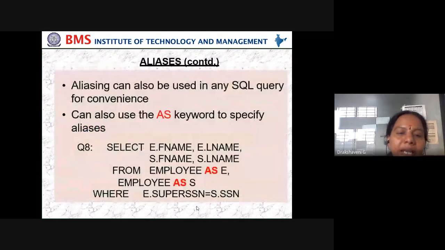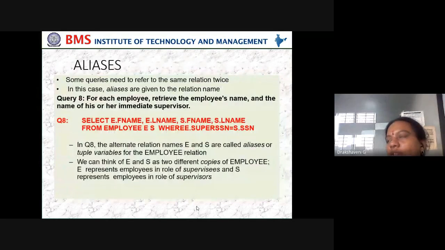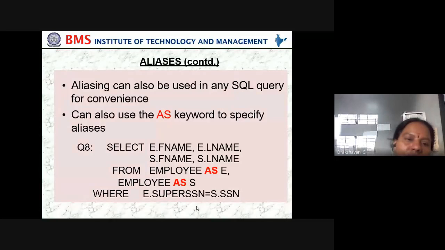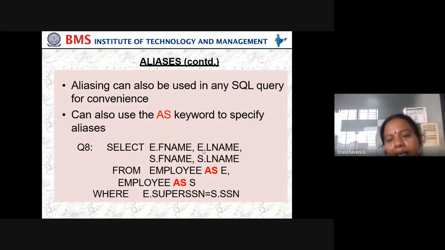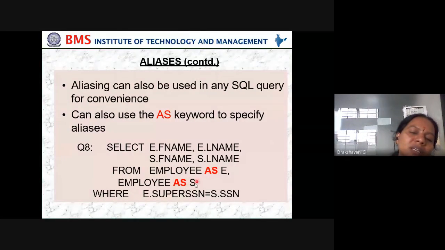Alias is what? Another name. Here we have given E and S, meaning a copy of the employee table is given as E and S. In the same way, aliasing can also be used in any SQL query, that is, with as. So select the employee's first name, employee's last name, as well as the supervisor's first name and last name from the employee table, and we are renaming the employee table as E, or again renaming it as S. S is the supervisor employee table.